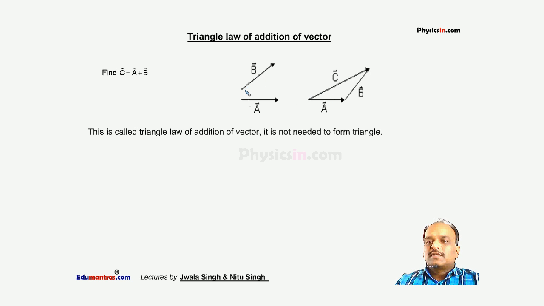I will bring this vector B without changing its magnitude and direction and put the tail of this B on the head of vector A and join the tail of vector A to the head of vector B. Then this C will give me vector A plus B. This is called A plus B, and this way of adding vectors is the triangle law of addition of vector.